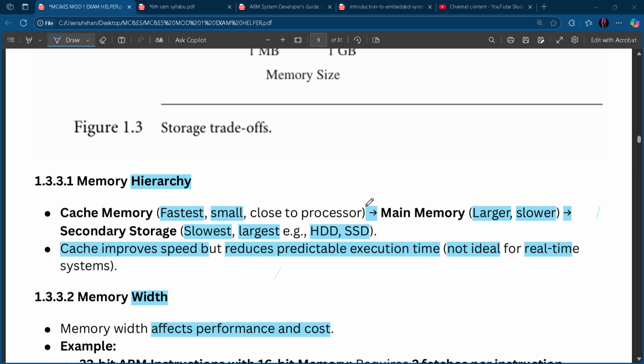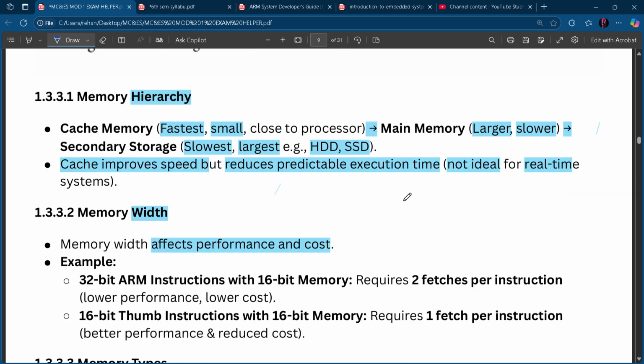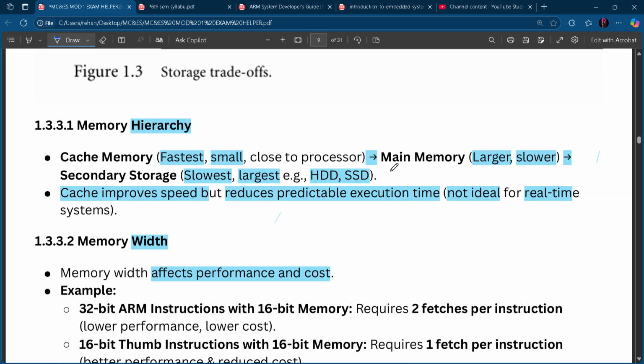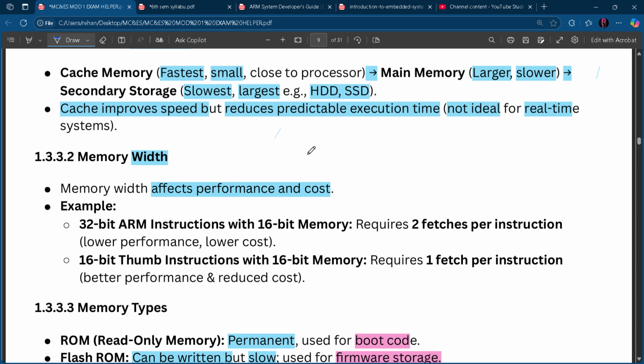Okay, cache improves speed but reduces predictable execution time, and it is not ideal for real-time systems. And cache can sometimes be cleared as well. So cache memory is not suitable for real time because it does not give you the updated real data values. Instead, it gives you the stored data. Sometimes you can also check with your Instagram. When there is no internet connection, whatever data was stored in the cache will be visible, but you cannot read the remaining content.